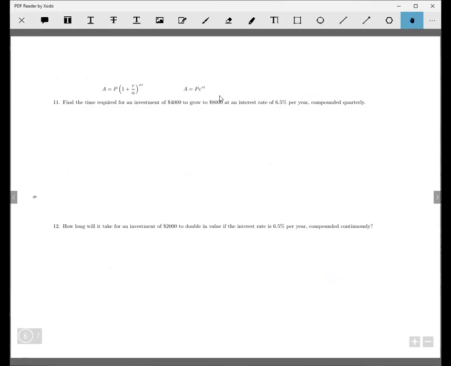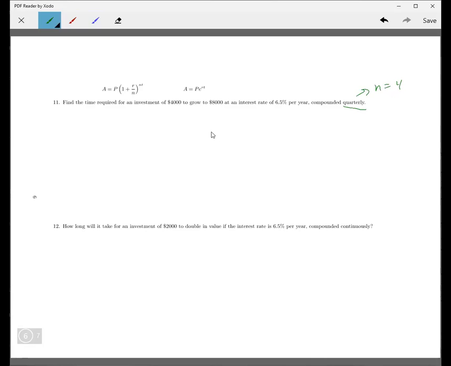Okay, let's look at number 11. Find the time. So here we're talking about compound interest again. Find the time required for an investment of $4,000 to go to $8,000 at an interest rate of 6.5% per year, compounded quarterly. Okay, so this means that n is going to be 4 right here. So n is going to be 4 in this formula, and we're going to use this formula for number 11.